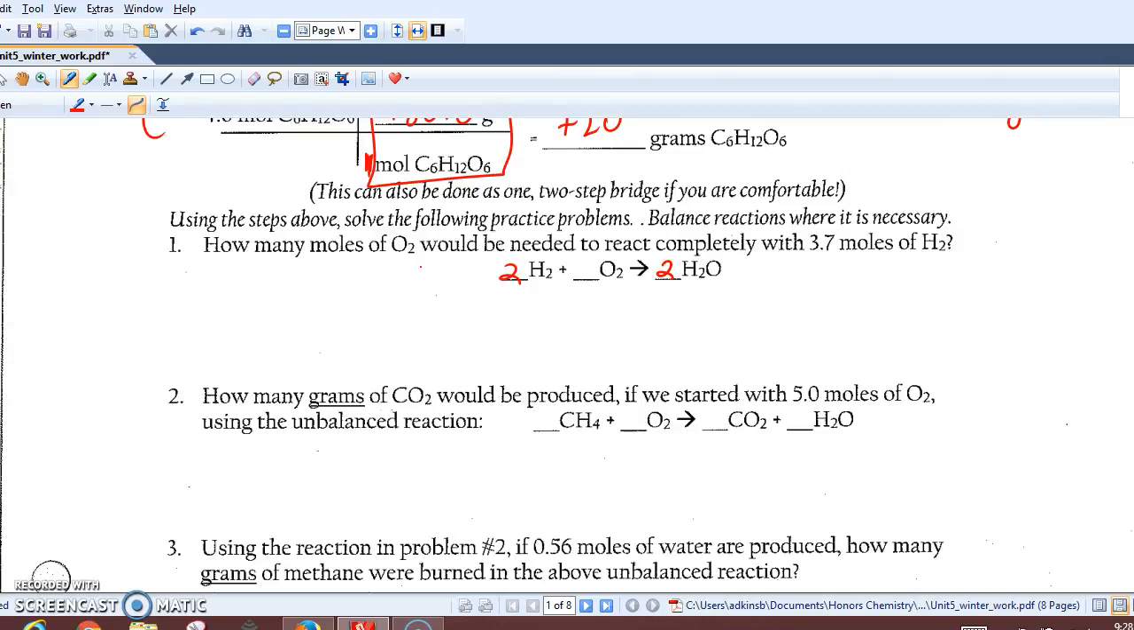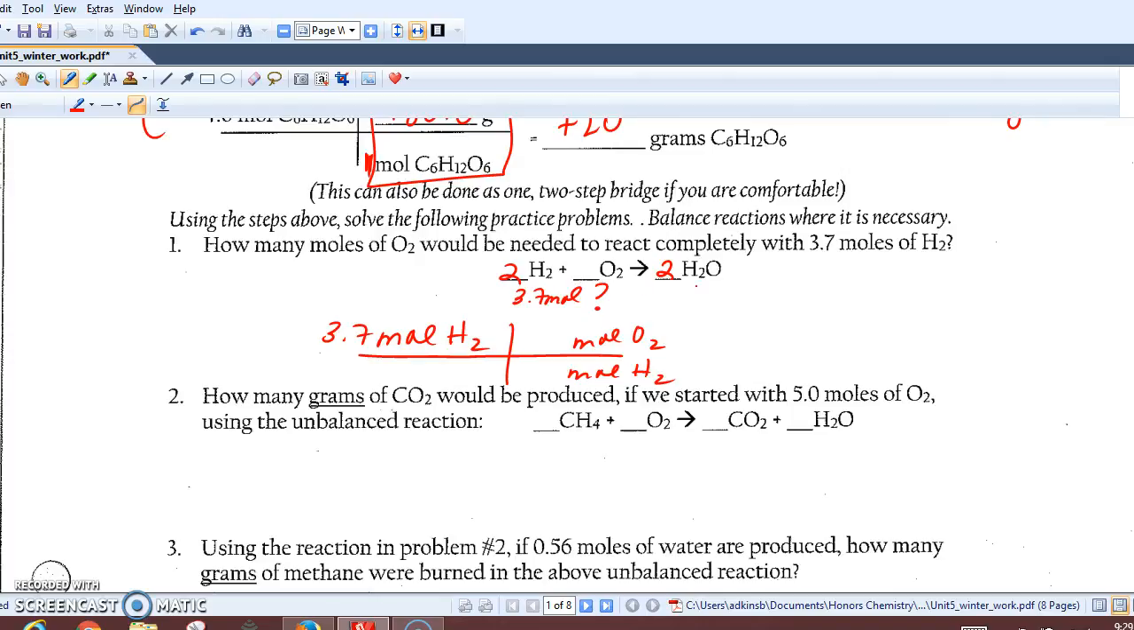So it says, how many moles of O2, so this is our question mark, and they want moles, would be needed to react completely with 3.7 moles of hydrogen. So it's a mole-to-mole conversion, and in order to do that, I need the coefficients, and there they are. So 3.7 moles of hydrogen is the given. Moles of hydrogen is up top, so in order to go away, it's going to go on the bottom, so moles of hydrogen. And then up top, I want moles of O2. Well, how do you get a mole-to-mole relationship? That just comes from the balanced chemical equation.